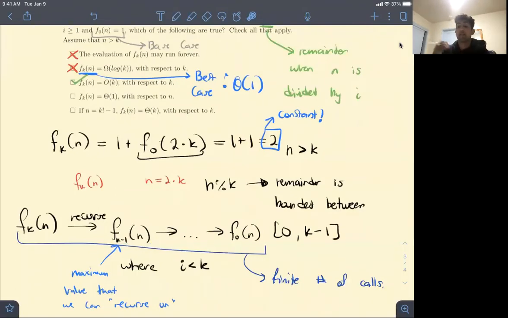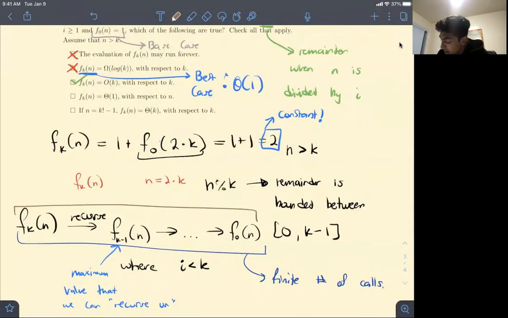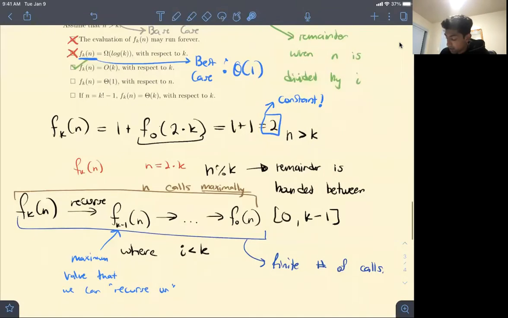minus 1 of n, which, so on, the biggest that this function can call is k minus 2, and so on. So counting the number of terms in this sequence, there's a total of n terms, maybe n function calls, maximally. What I mean by that is that we're never going to have more than n calls just by leveraging this logic here, that k minus 1 is the maximum value that k can recurse on. Okay? So we can see that indeed fk of n is upper bounded by k.